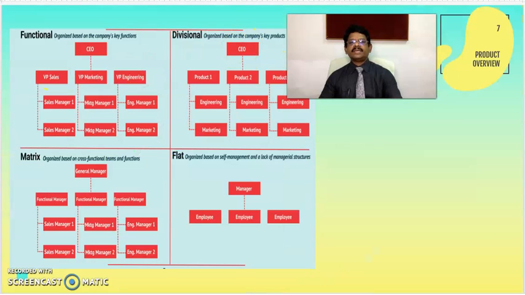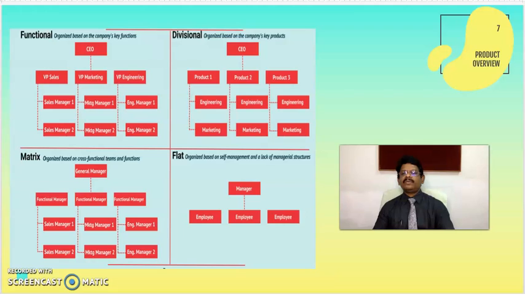So in this you can see functional, and then matrix, and also flat, and it is also called divisional. So these are the 4 different types, but now let's see each type, how it actually looks, and how it exists in the organizational setup.